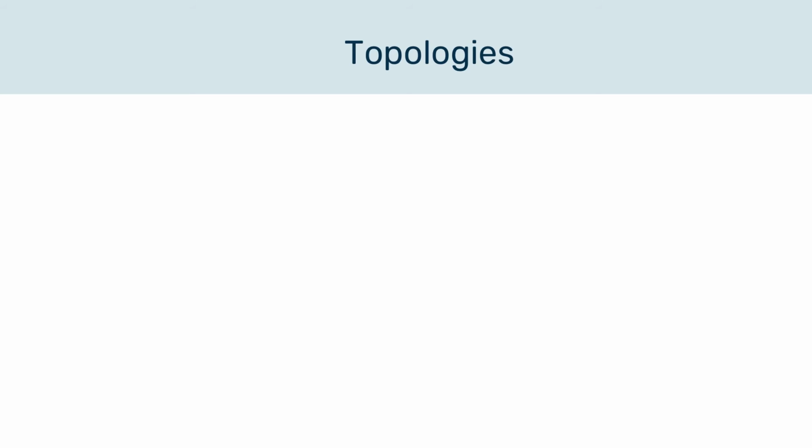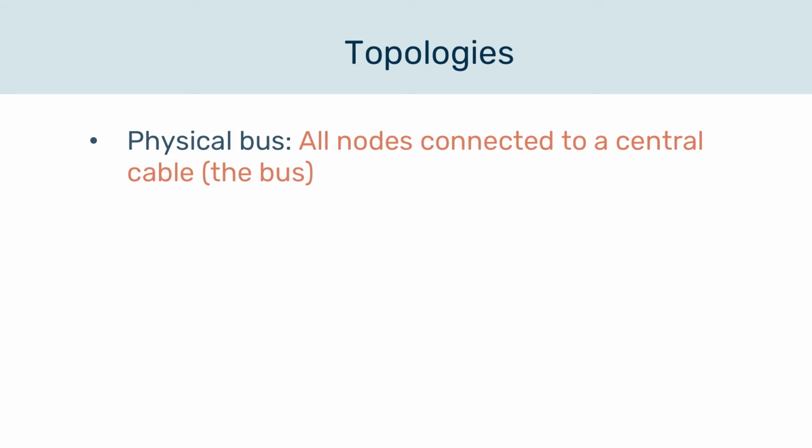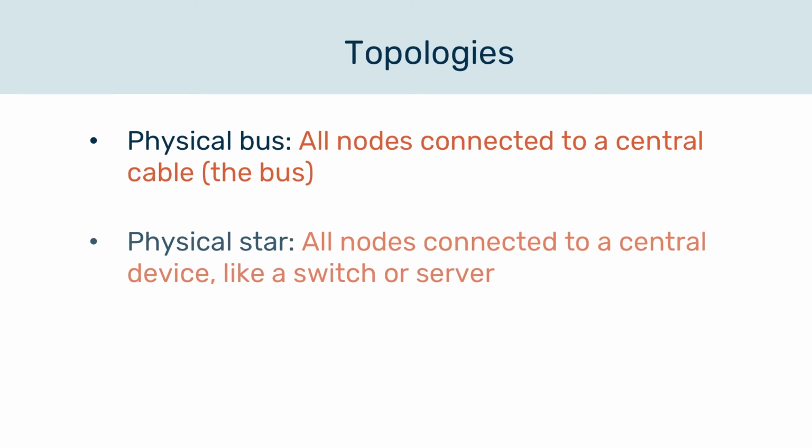Okay, let's recap. A physical bus network is one where all nodes are connected to a single cable called a bus. The main issues are data collisions, and the main advantage is the cost and simplicity.